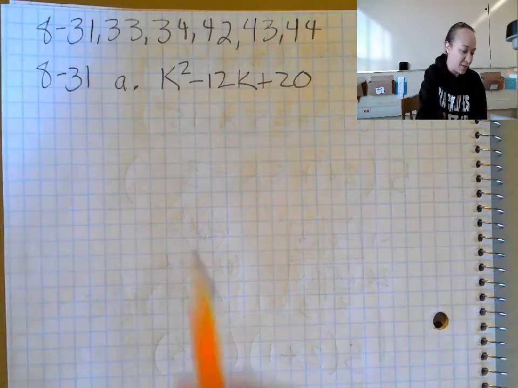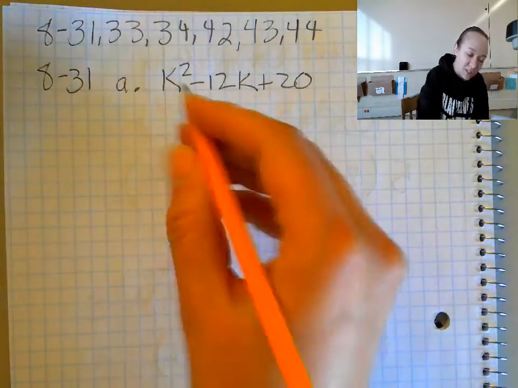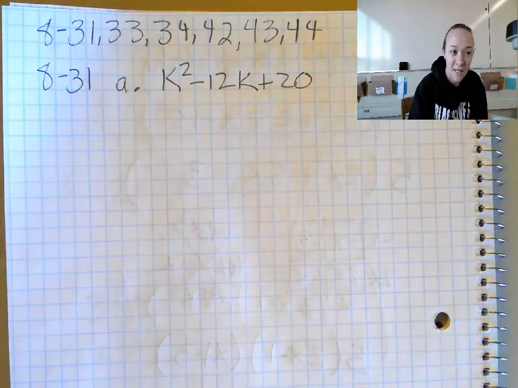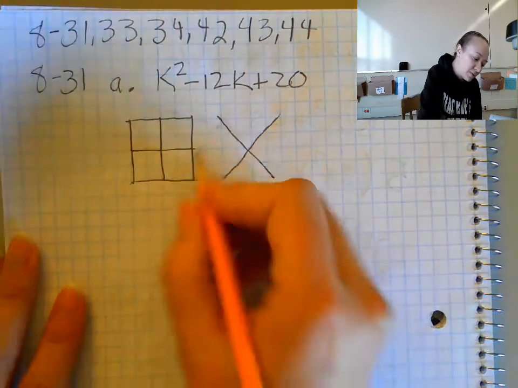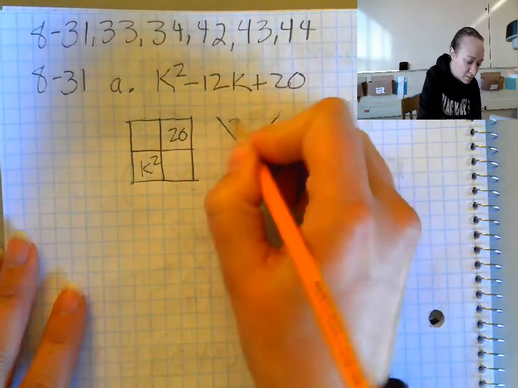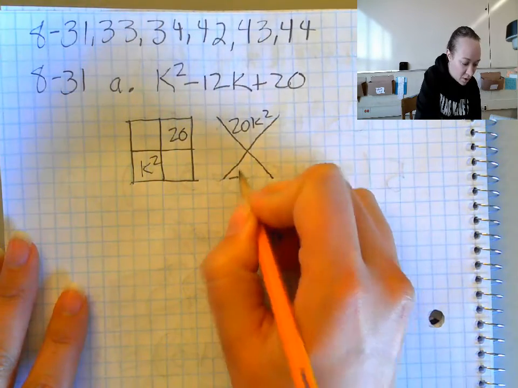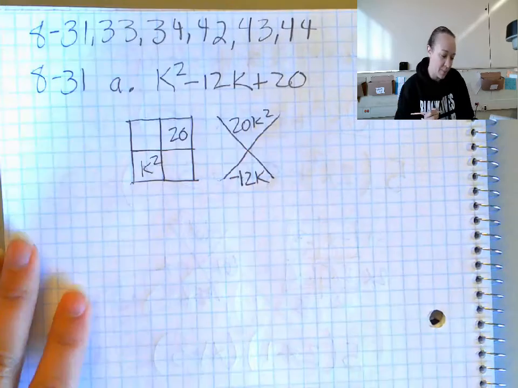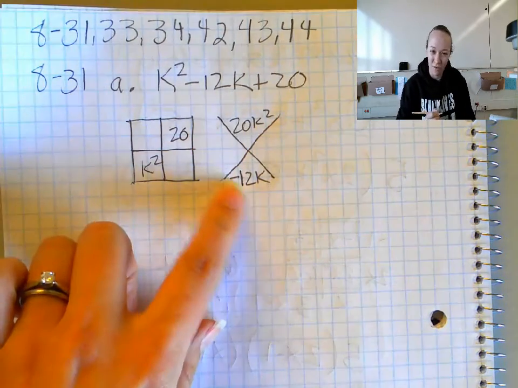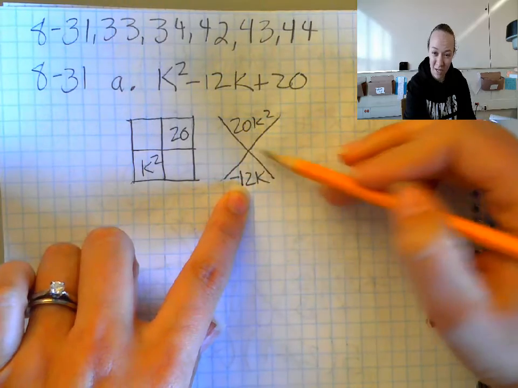All right, going over the second problem set for Chapter 8, starting with some factoring. So we're going to do a box and diamond. Got k squared and 20. That gives me 20. K squared needs to add up to negative 12k. In order for this to be negative and it multiplied to a positive, they both need to be negative.